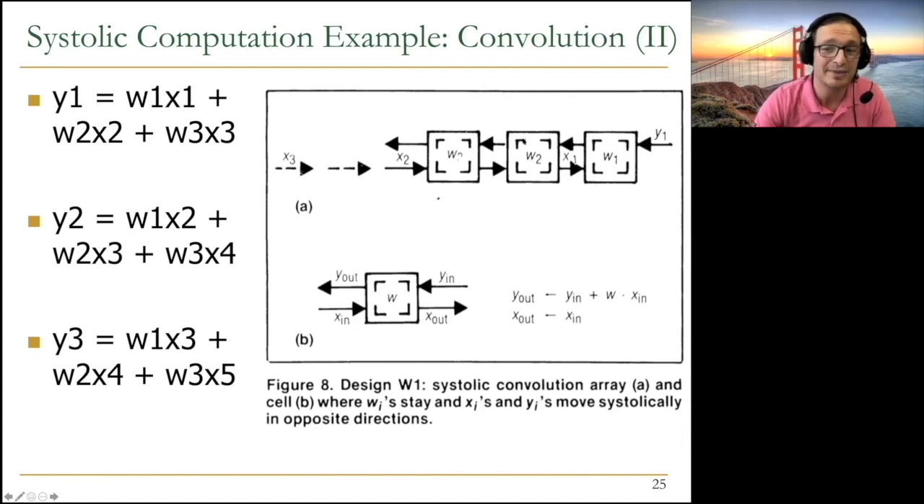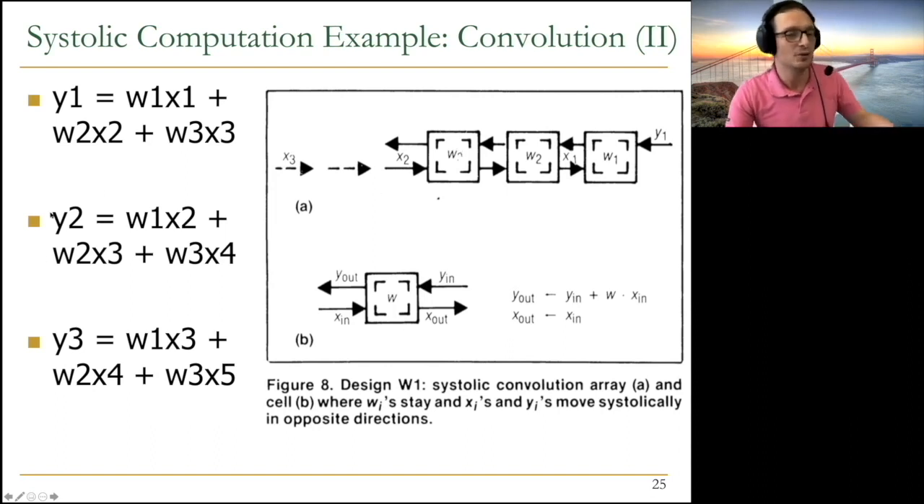But once Y1 goes here, X2 also arrives here. Basically, Y1 also accumulates W2 X2. And once Y1 goes here, X3 also comes here. And then Y1 accumulates W3 X3. So basically, at the end, when Y1 gets output over here, you get W1 X1 plus W2 X2 plus W3 X3 by just flowing the data through these processing elements that have different weights, W1, W2, W3.